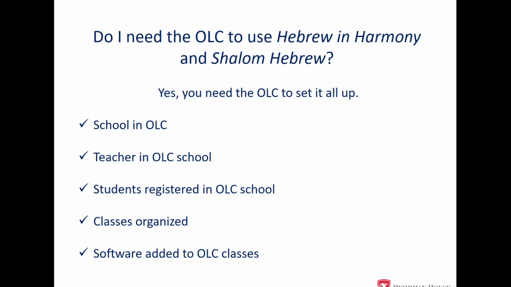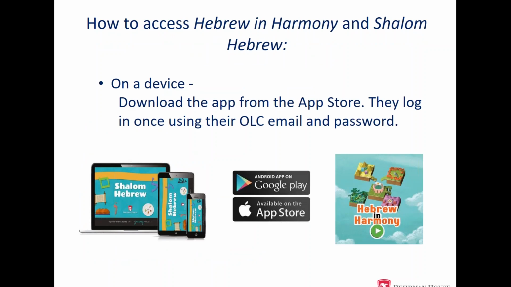So now Daniel has a license. The OLC is the glue that holds it all together. You need the OLC to set it all up, but the students aren't tethered to it. So now Daniel has a few options for how to use the software. Kids can download for free from the App Store the Shalom Hebrew or the Hebrew and Harmony. They can log in using their Behrman House credentials, their email and their password. They only have to do that once, and it automatically recognizes them. That's why it's important to set it up in the OLC. It gives the OLC all the information it needs.